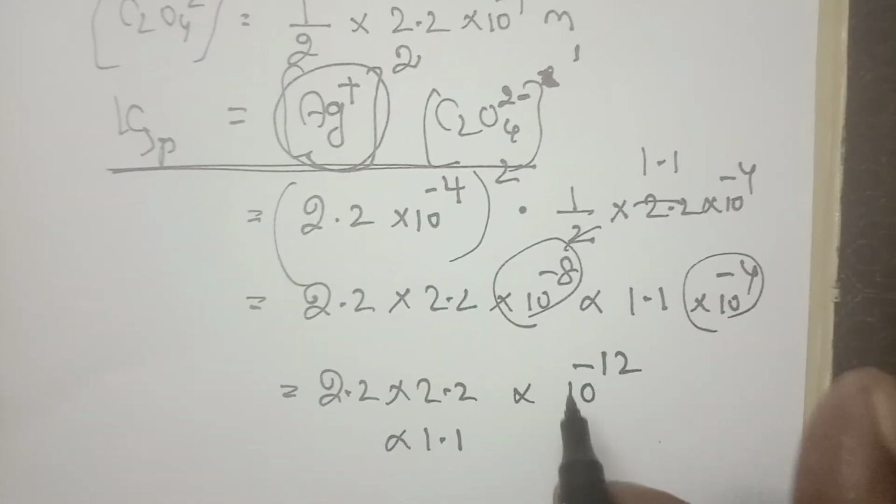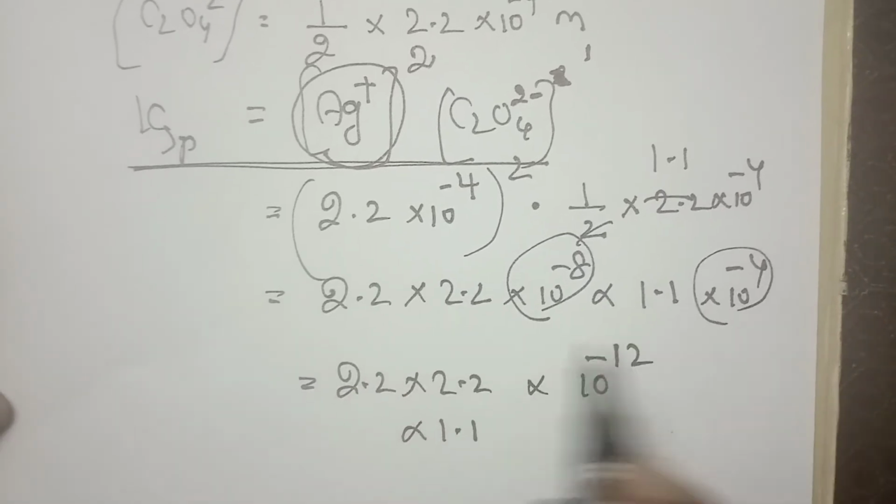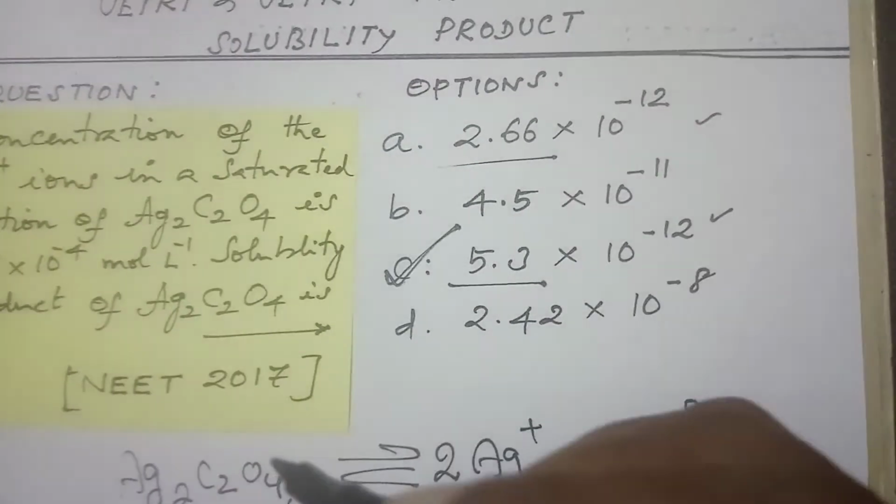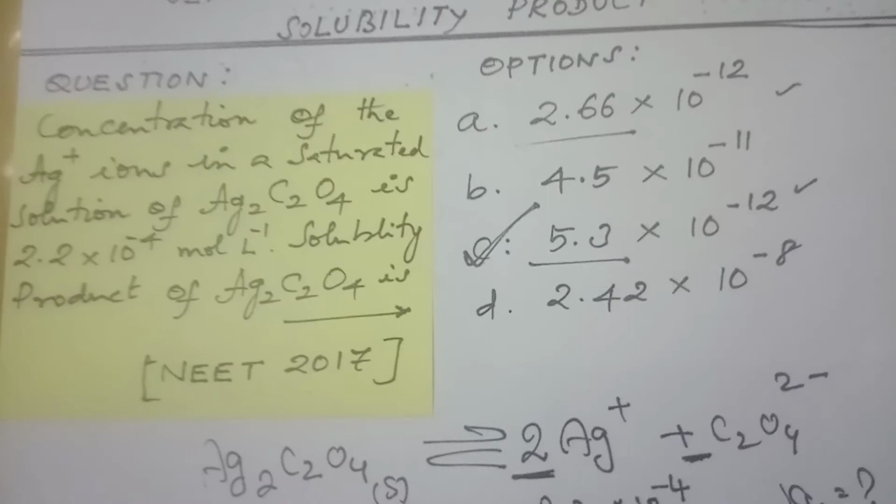I have 2 options. Then 2 2s are 4, 4 into 1, like that. The answer is more than 4. So come and compare, more than 4 is only this. So I am putting confidently C is the answer. Like that we have to do it in the examination hall.